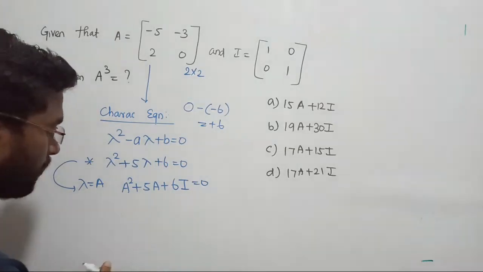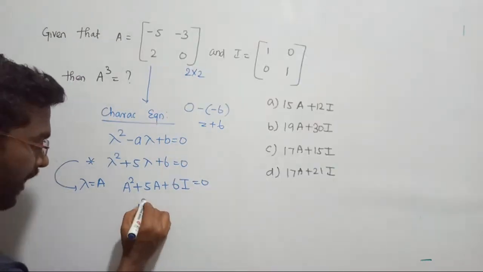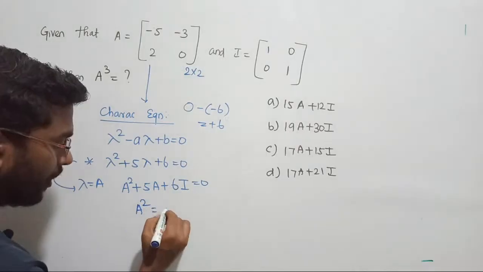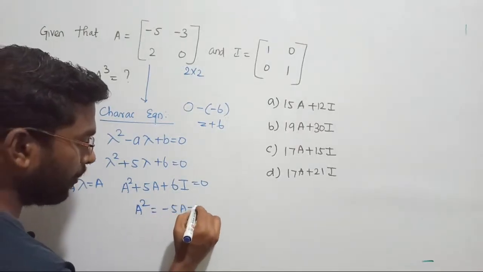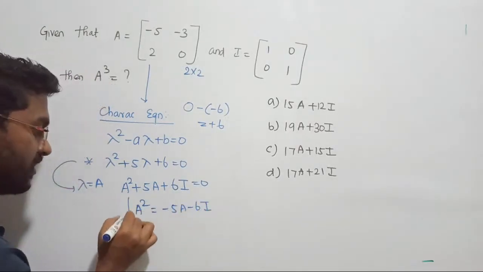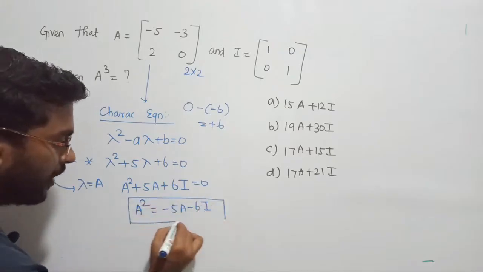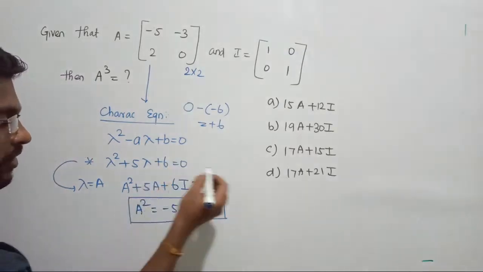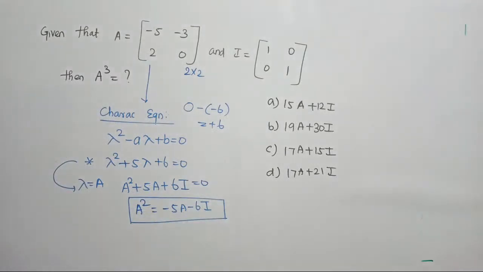Clear? Let's proceed further. From this I am in need of A square. So A square value will become minus 5 times of A minus 6 times of I. I am just passing my 5A and 6I to the right side. Pass the two terms to the right side, and you get this one. But I don't want this one.